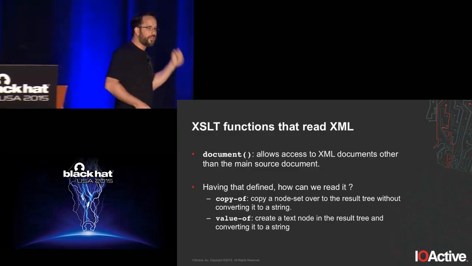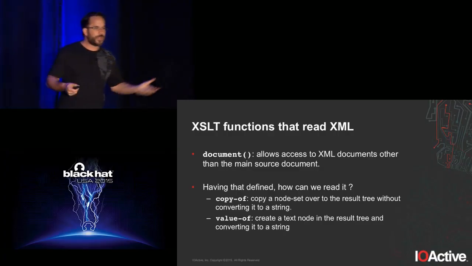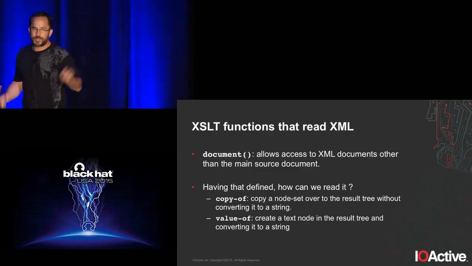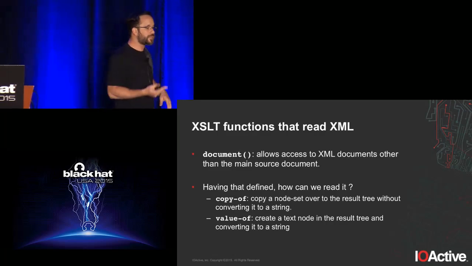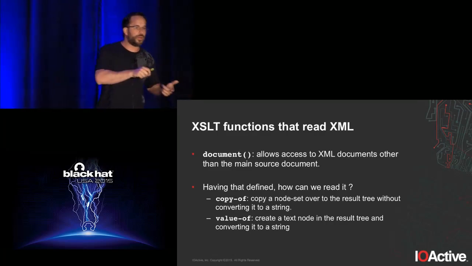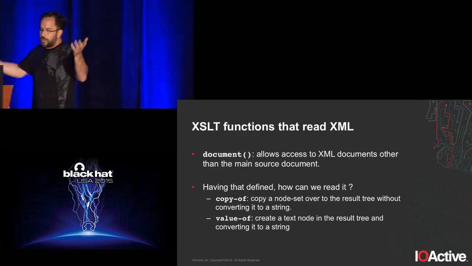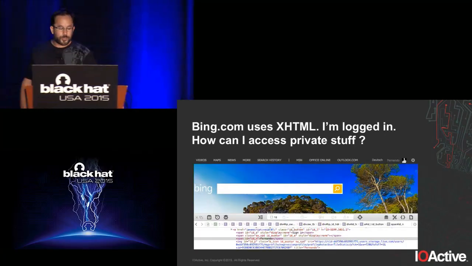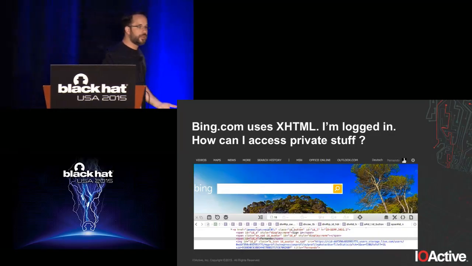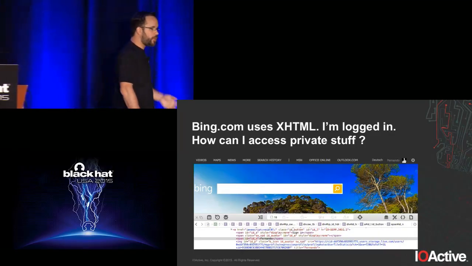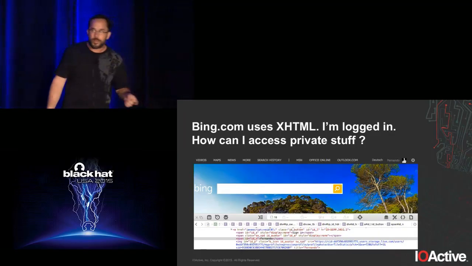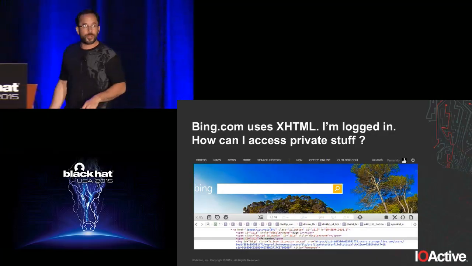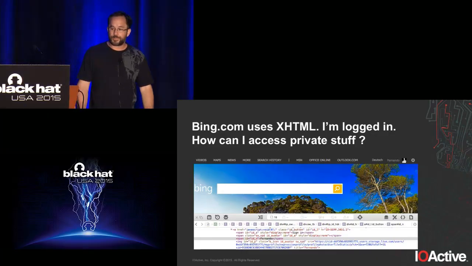So once we are retrieving the document, we may want to manipulate the information. For that, there are two functions that will be used after accessing a document: copy-of and value-of. For practical reasons, they will show the information that is being stored. So I mentioned that XHTML thing, so I looked for an XHTML website. Bing.com uses that, so I have credentials for that.